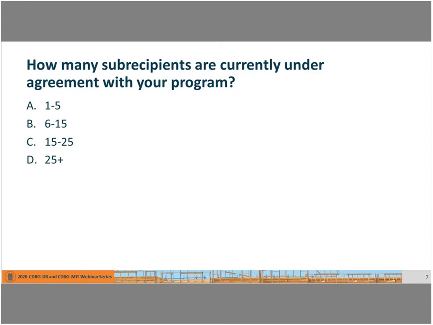It looks like a majority of our replies are showing that everyone is managing more than 25 subrecipients. We have about an even split between the first three options from 1 to 25. So it looks like the vast majority of our participants are managing over 25 subrecipient agreements.